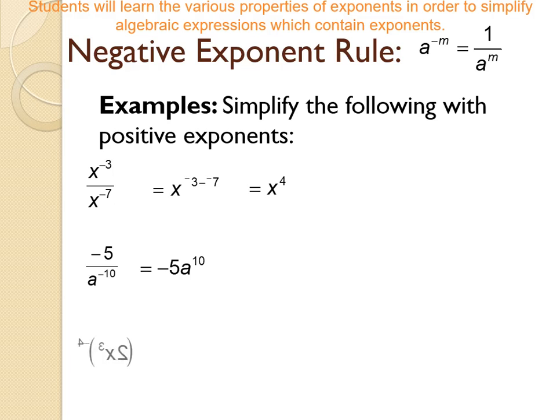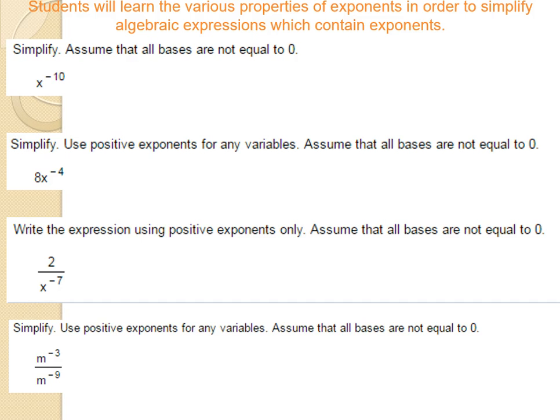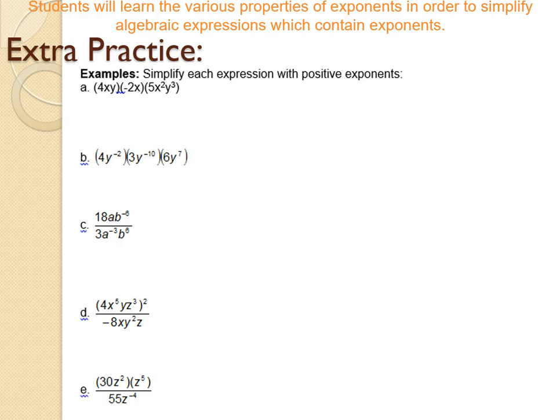And finally, we have the quantity 2x cubed all to the negative 4th, which means we really have 1 divided by 2x cubed to the 4th. Well, 2 to the 4th is 16. x cubed to the 4th is x to the 12th. So try these. And there's some practice problems.